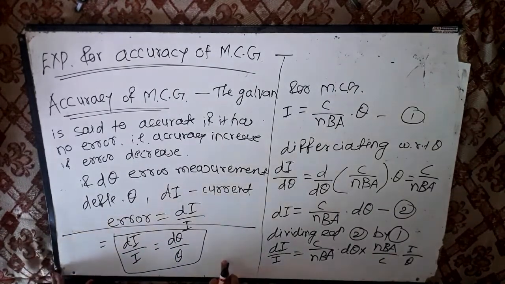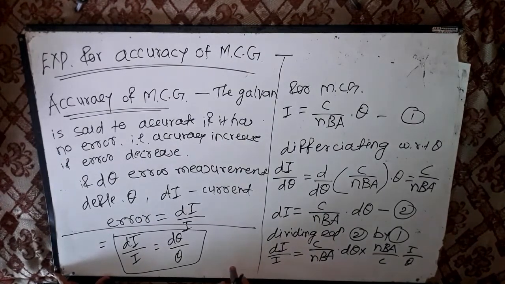This equation is known as the accuracy of MCG. This MCG is said to be more accurate if the deflection θ is maximum, the number of turns N should be maximum, and the angle of deflection θ also should be maximum. This is worth a complete 3 marks.